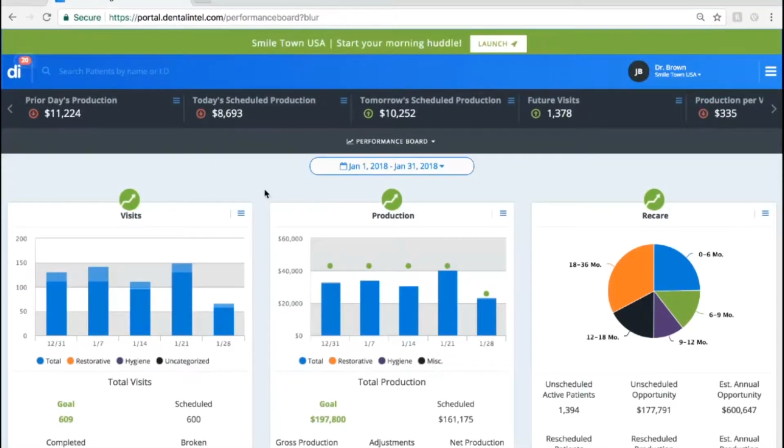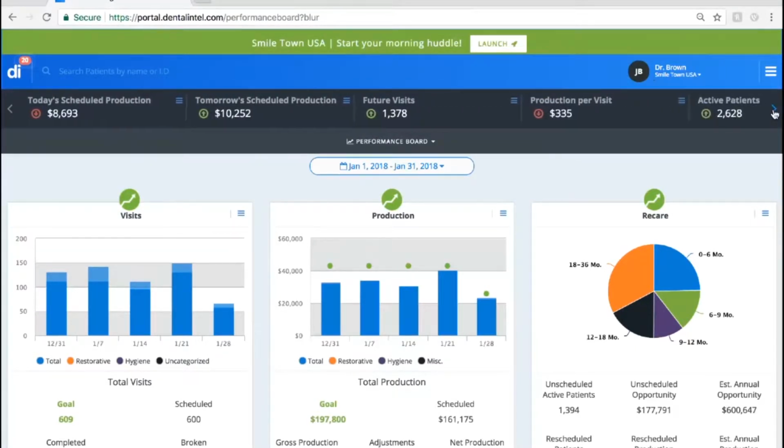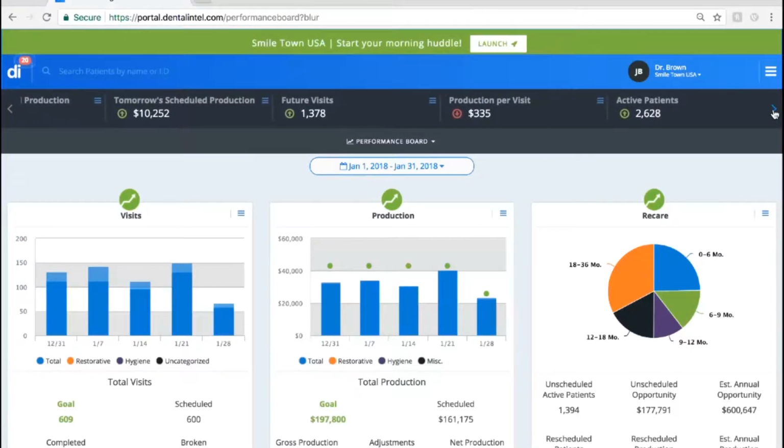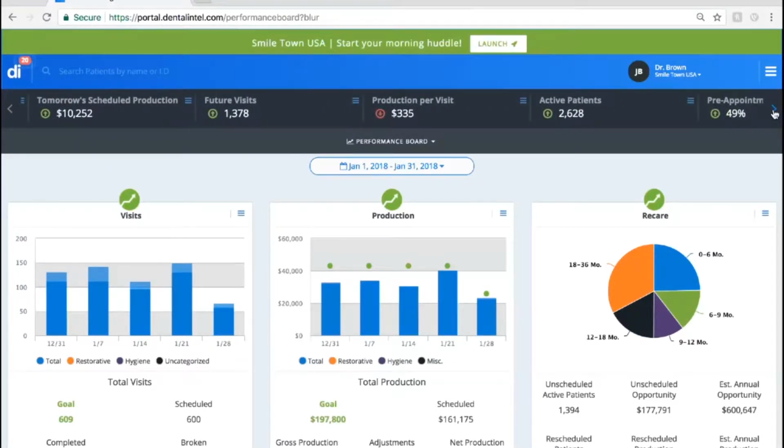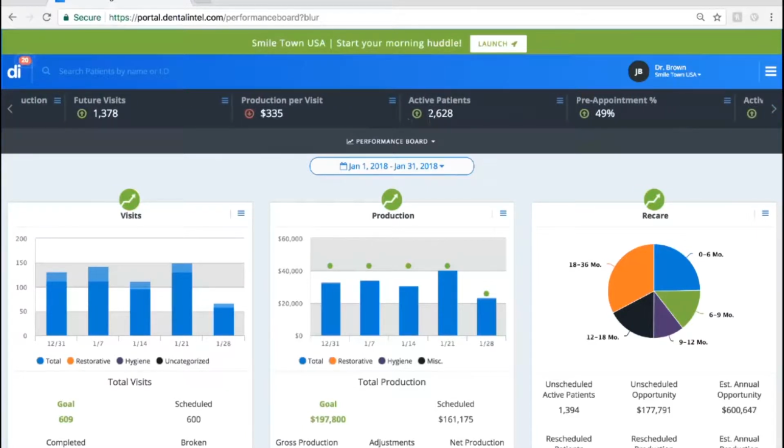Okay. So here in this practice, this is Dr. Brown in Smiletown, USA. All this data is HIPAA secured. We're not going to be looking at anything here. So what we've got here are active patients. These are patients that have been in the office in the last 18 months. 2,628 patients.